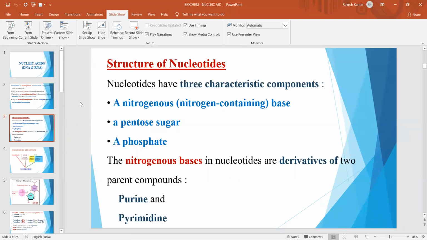Now let us see the structure of nucleotides. Nucleotides have three characteristic components, including a nitrogenous base, which are derivatives of two parent compounds, that is purine and pyrimidine, a pentose sugar, that is ribose sugar, and a phosphate group.